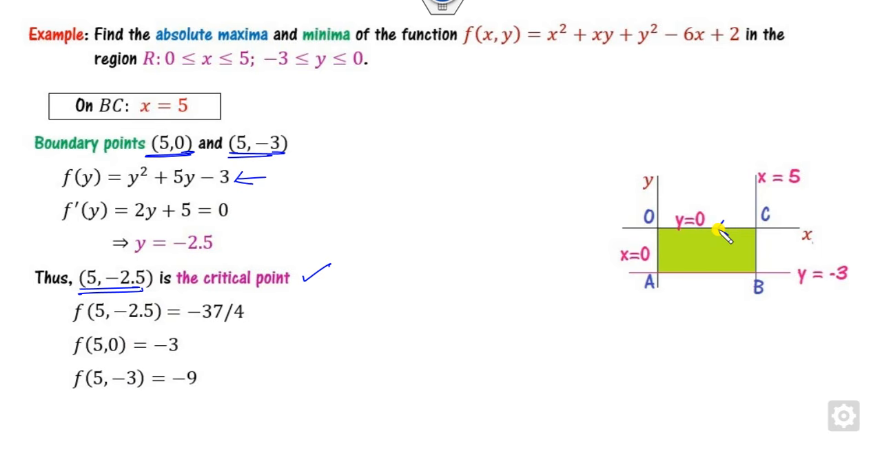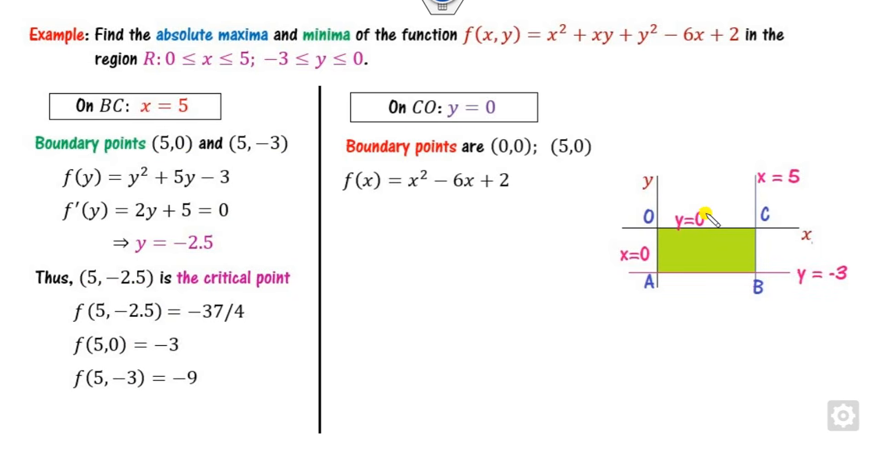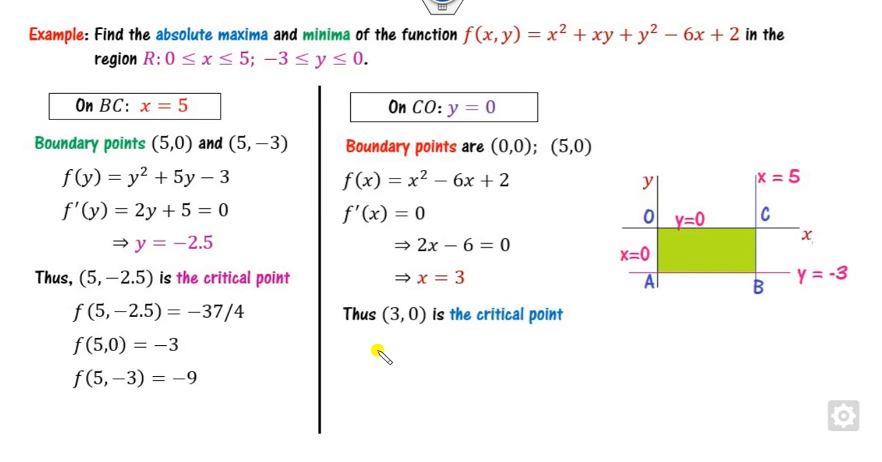Now we can check the line segment CO. On the line segment CO, y is 0. The coordinates are 5 comma 0 and 0 comma 0. We can substitute here. Take the first derivative equal to 0, and find the critical point. 2x minus 6 is 0, so x is 3. Therefore x is 3. On this line segment, y is 0.